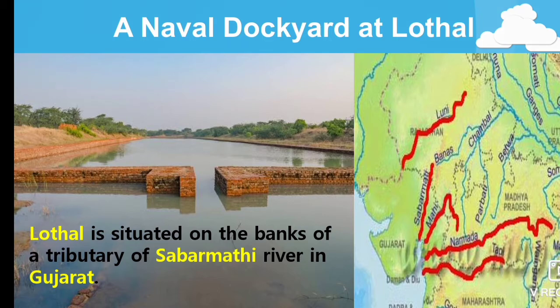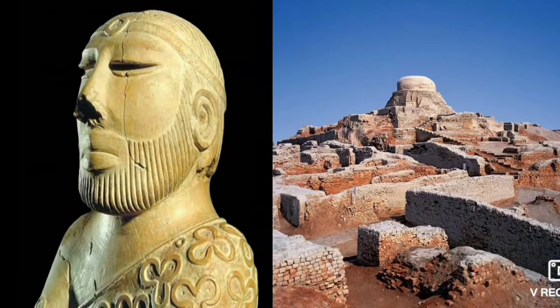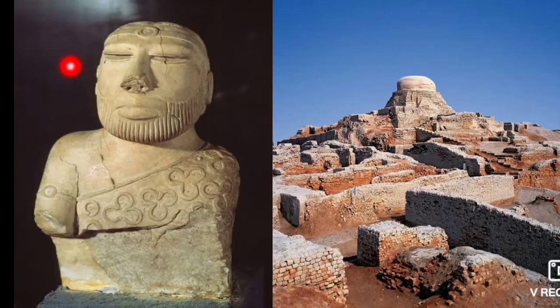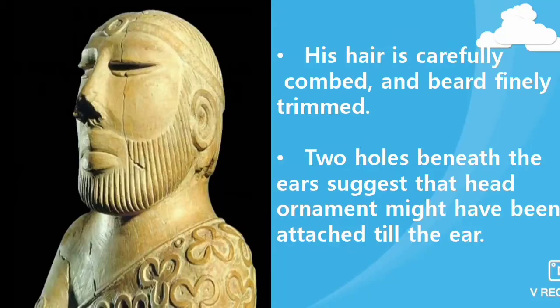Next is the Leader in Mohenjo-daro. A sculpture of a seated male has been unearthed in a building, with a headband on the forehead and a small ornament on the right upper arm. His hair is carefully combed and his beard finely trimmed.